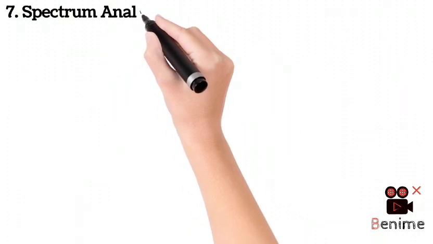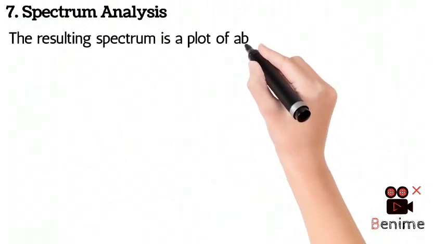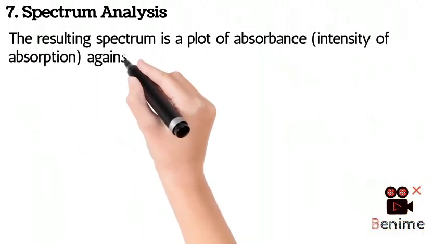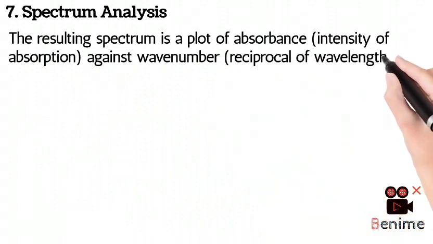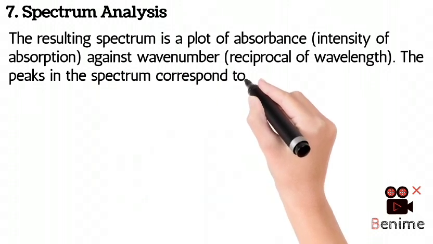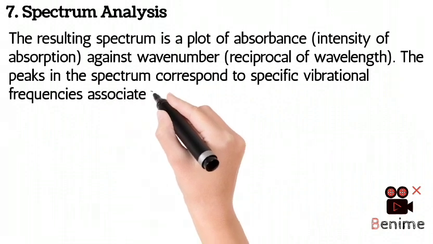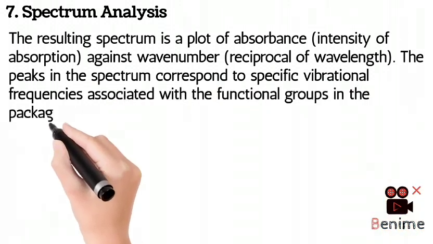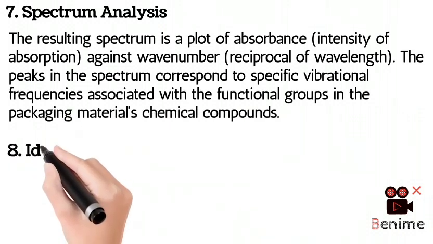Spectrum analysis. The resulting spectrum is a plot of absorbance, intensity of absorption, against wave number, reciprocal of wavelength. The peaks in the spectrum correspond to specific vibrational frequencies associated with the functional groups in the packaging material's chemical compounds.